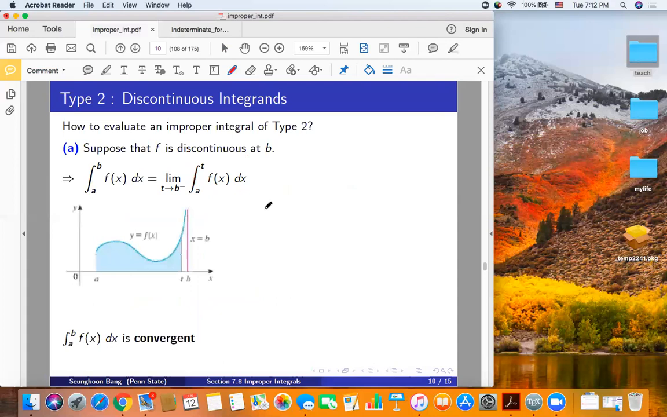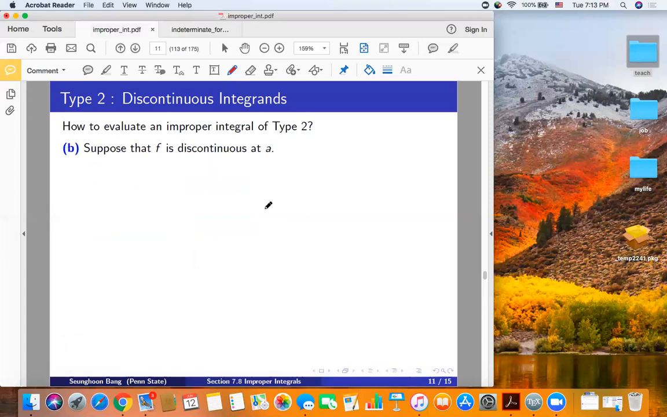So the same is the definition of convergence. If the limit exists, the integral converges; if the limit does not exist, it diverges. Suppose f is discontinuous at a, we can use the opposite way, right? Like this. Here we have a, and here b.